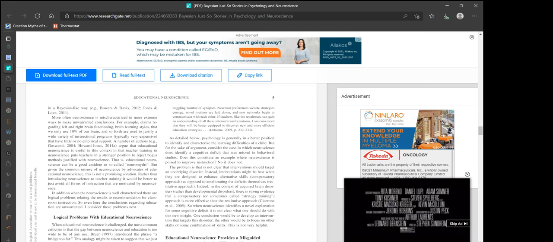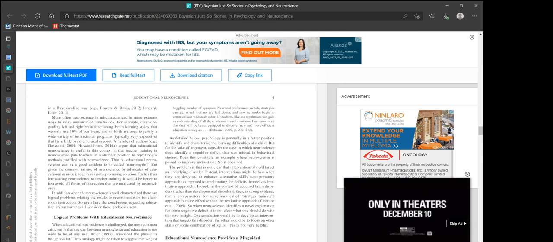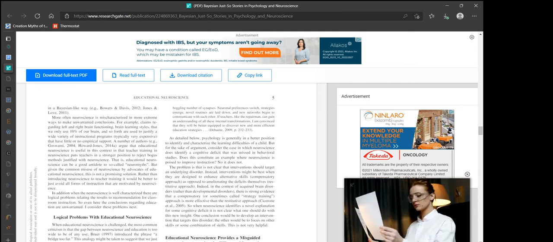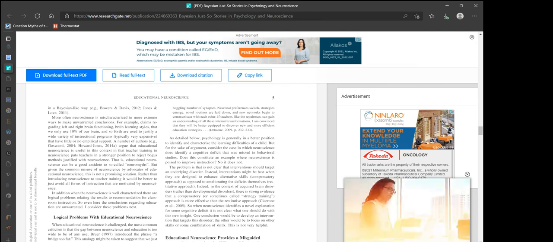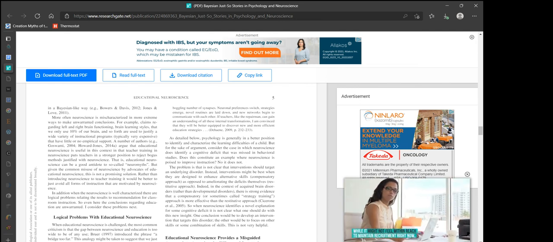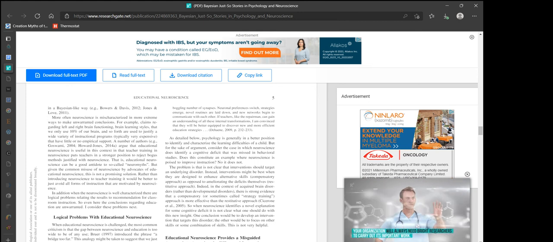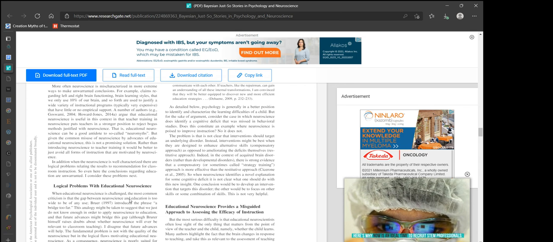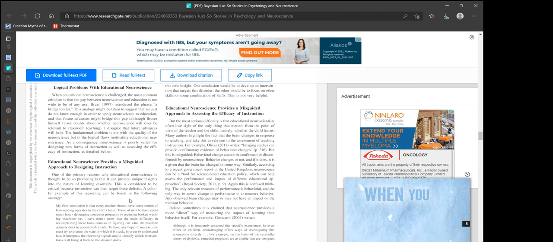Rather than introducing neuroscience to teacher training, it would be better to just avoid all forms of instruction that are motivated by neuroscience. In addition, when the neuroscience is well characterized, there are logical problems relating the results to recommendations for classroom instruction. So even here, the conclusions regarding education are unwarranted. I consider these problems next.